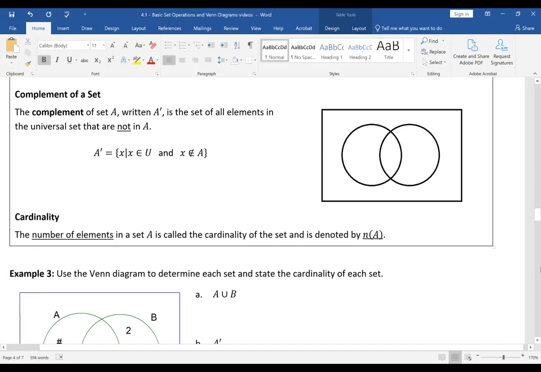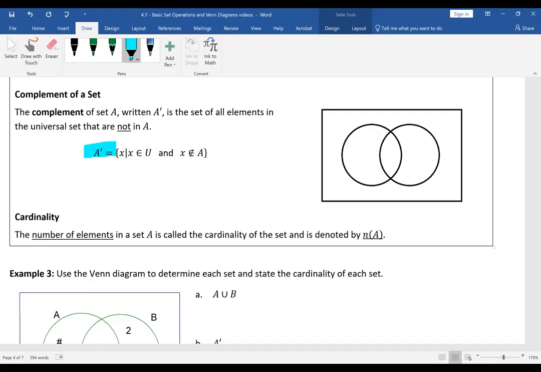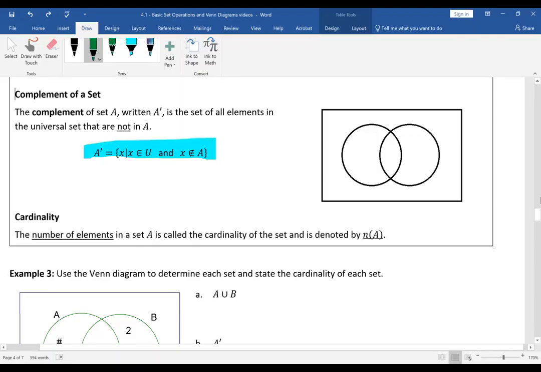Now let's continue with the complement of a set. The complement of set A, written A prime, is the set of all elements in the universal set that are not in A. A prime equals X such that X belongs to U and X does not belong to A. Using the Venn diagram, I will show the complement of A.